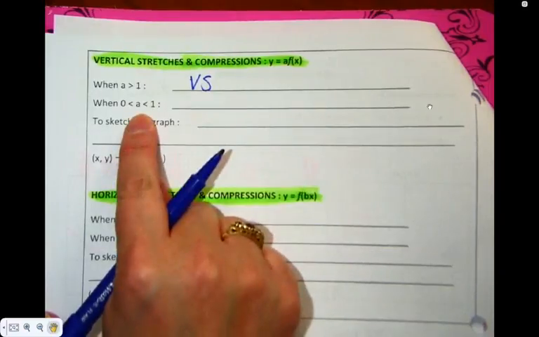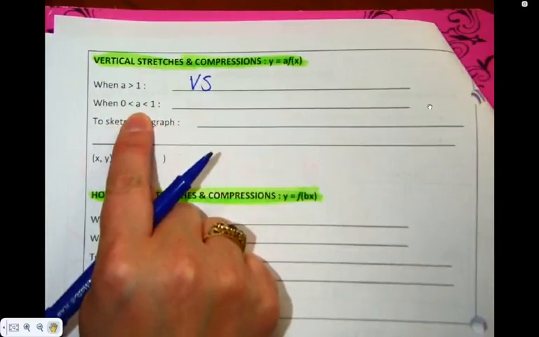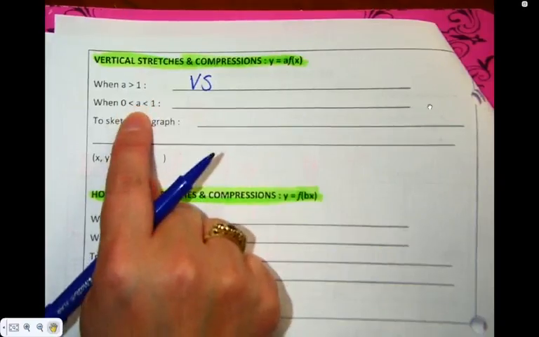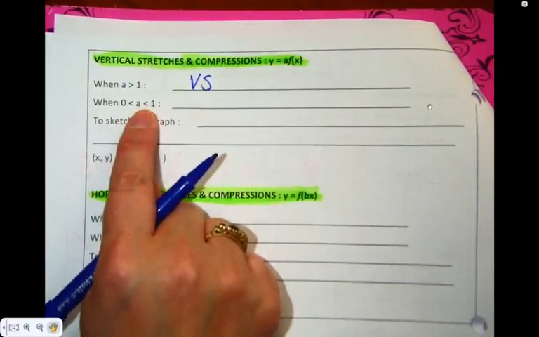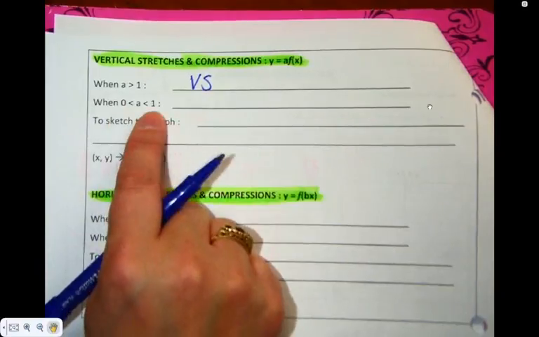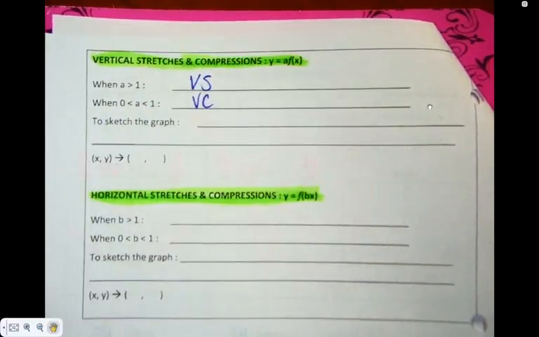Zero less than A less than 1. What does this less than A less than notation mean in English? Yes, you're just a step ahead of me. This notation itself means between. So this is saying between 0 and 1. What kind of numbers are between 0 and 1? Fractions. So this is mathematically saying if it's a fraction between 0 and 1, it's our vertical compression.